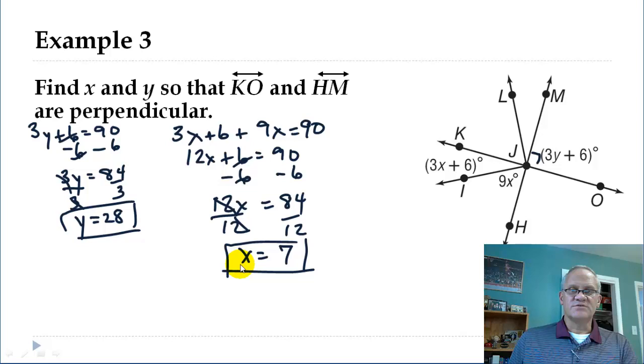Okay? So what we're doing is if we get this kind of a problem where we want to find out if it's perpendicular, we just see what would it take to get that angle equal to 90. If it's this here or if it's adding up to, we want it to equal 90.